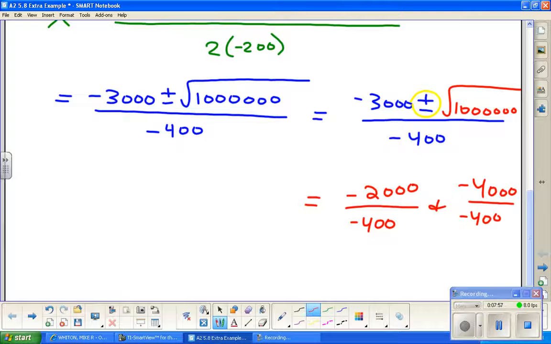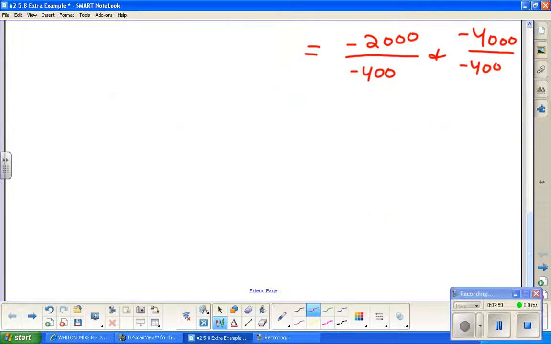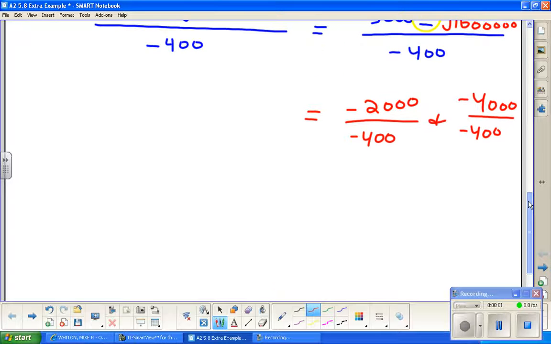And now we have two little division problems. We can get our two answers. Negative 2,000 divided by negative 400 should give you a positive 5. There's one answer. Negative 4,000 divided by negative 400 would give you a positive 10. That is our two values. Those are our two numbers. Those are called the critical values.